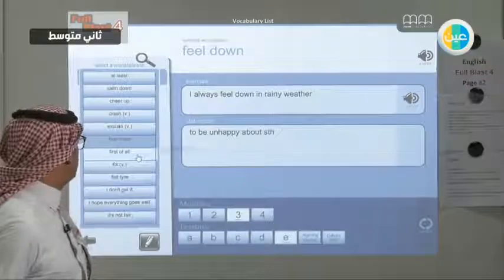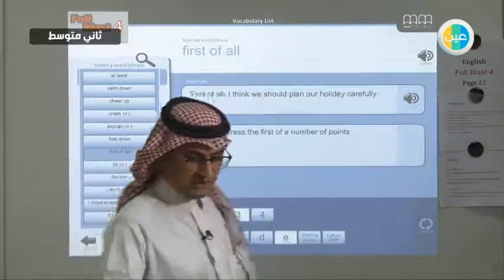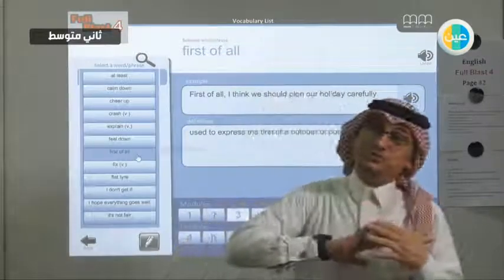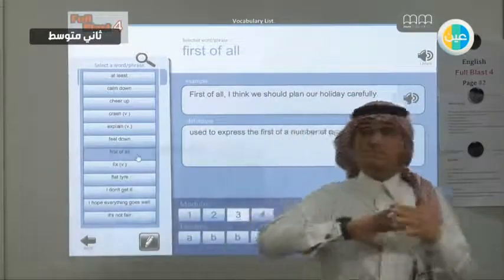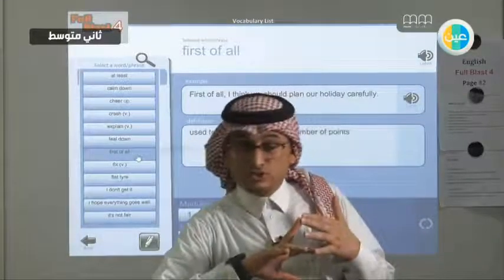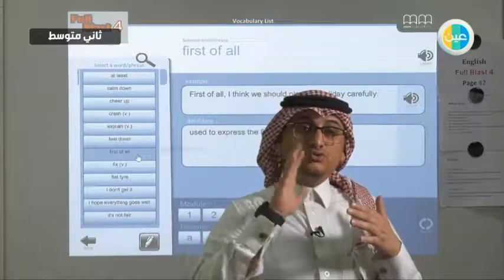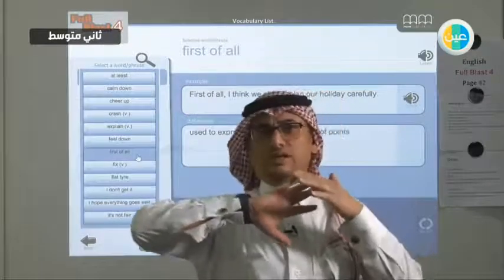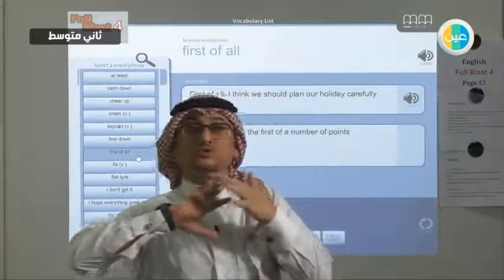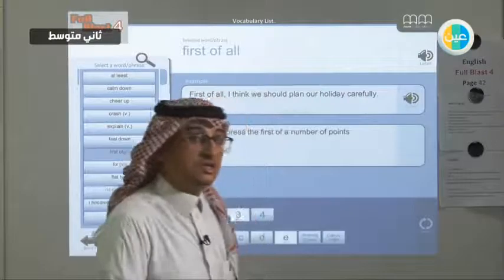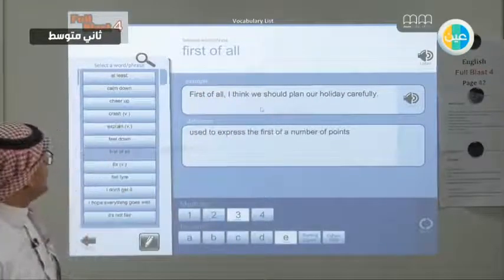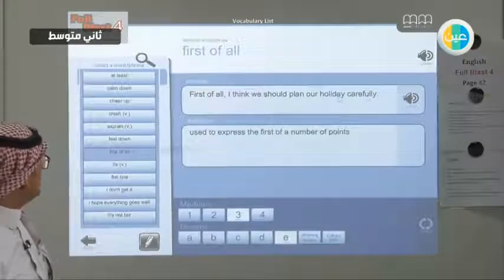Next word. First of all, I have so many points. 1, 2, 3, 4, 5. 1, I have to wake up early. 2, I have to eat my breakfast. Then I'll go to school early, okay. I use, first of all, I have to wake up early. Secondly, I have to eat my breakfast. First of all, used to introduce the speech. We use it to start the talk, okay. First of all, I think we should plan our holiday carefully.